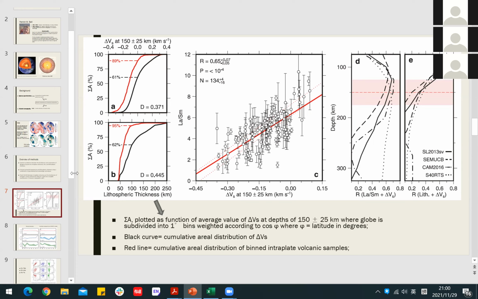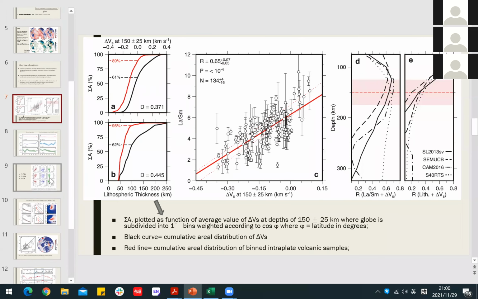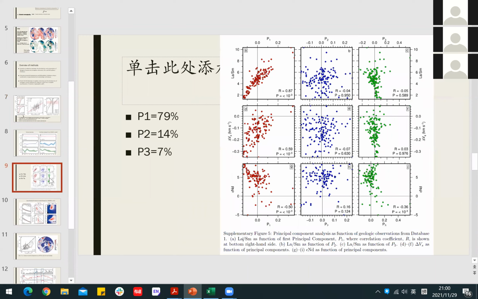Actually, what also strikes me is that when they did a PCA, for example, the principal component 1 contributed 79%. So that means really a lot. Actually, in geochemistry, I think it's pretty hard to find a primary principal component that is so high. Yeah, true.